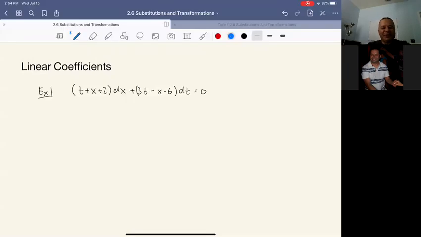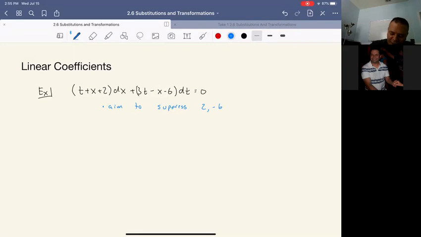Welcome back. We're going to talk about linear coefficients, the last type of problem in this section. Okay, so we've got (t + x + 2) dx + (3t - x - 6) dt = 0. And what we really want to do is get rid of this 2 and this 6. If those weren't there, we could make this into a homogeneous equation. So we want to aim to get rid of, or suppress, the 2 and the negative 6.